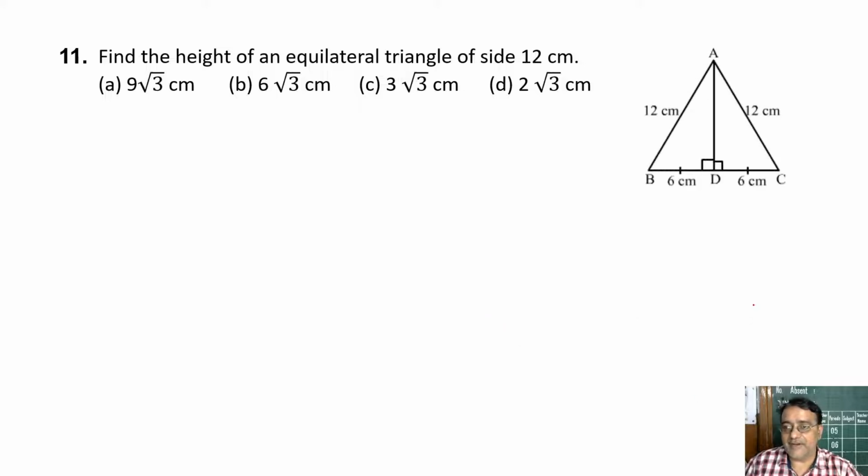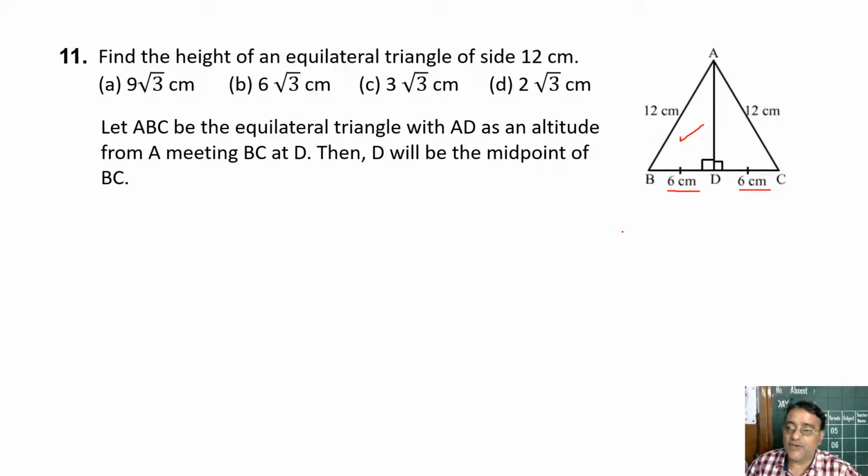So we are going to make one rough diagram, and we know that in an equilateral triangle the altitude bisects the base. So this will be 6 centimeter and this will be 6 centimeter. Now we have to take one triangle. Suppose we are going to take triangle ABD. I want to find AD. So how will you find it? Pythagoras theorem. Yes, by Pythagoras theorem.